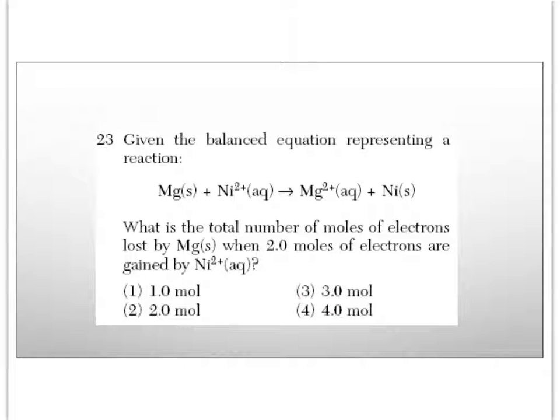Here's another one. Given the balanced equation representing a reaction, what's the total number of moles of electrons lost by magnesium when 2 moles of electrons are gained by the nickel? Oh, okay, it's balanced, so 2. It does make sense, because we have no coefficients in front of these, so that means that 1 magnesium is losing 2, and we have 1 nickel gaining 2, so it does work out.